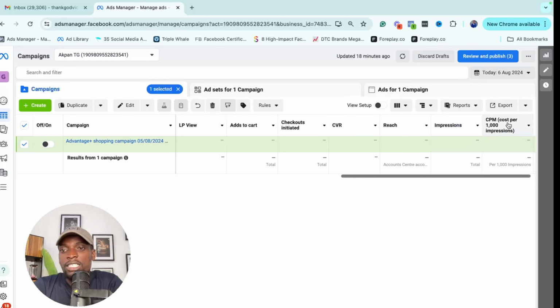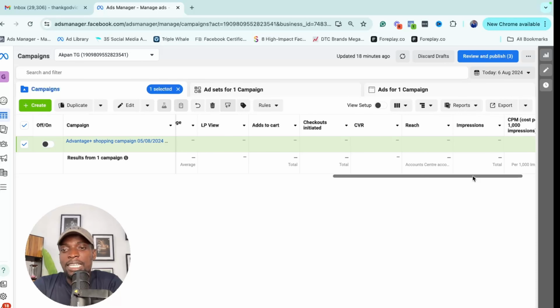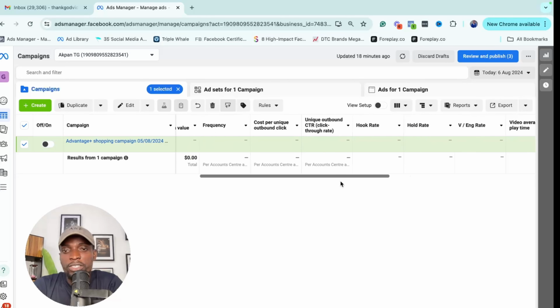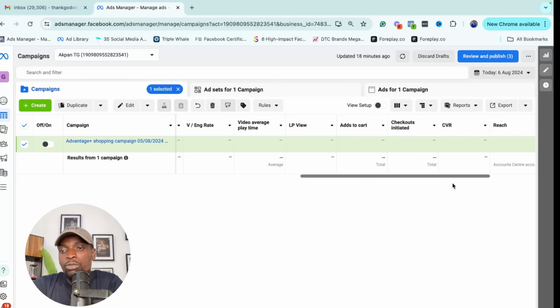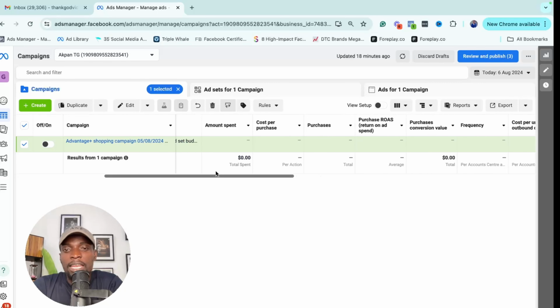And the last is my CPM. This is how much I am paying for 1,000 impressions. If you're seeing a very low CPM, it is great. If you're seeing a high CPM, you need to optimize your ad account. Sometimes you need to understand that there are correlations between these metrics. If you have a very good click-through rate, it will oftentimes help you reduce your CPMs. So that's why you need to look at this from a journey standpoint, not just the metrics only.